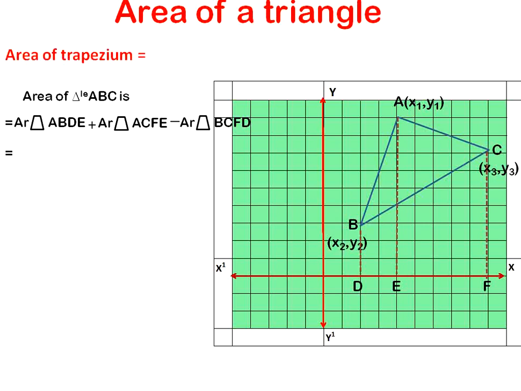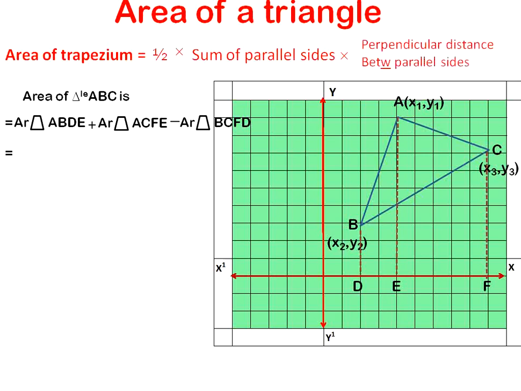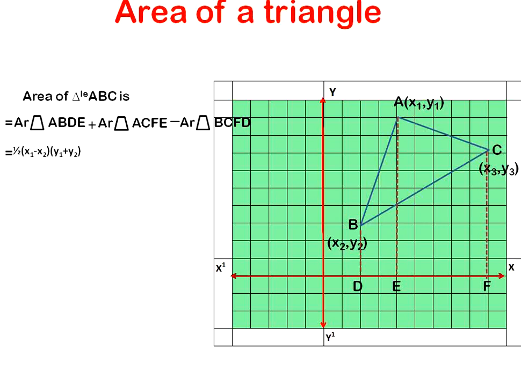Before finding the area of the trapezia, the formula for the area of a trapezium is half into the sum of the parallel sides multiplied by the perpendicular distance between the parallel sides. So, the area of trapezium ABDE: the sum of the parallel sides, that is BD and AE, is y1 plus y2. Again DE is the difference of the x-coordinates, that is x1 minus x2.